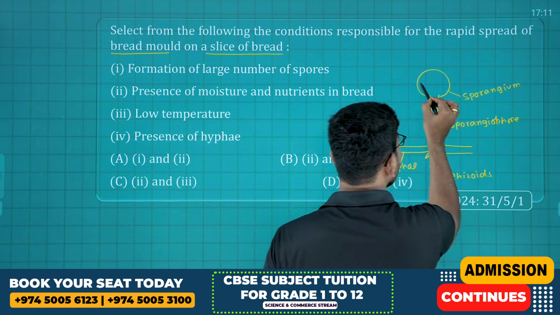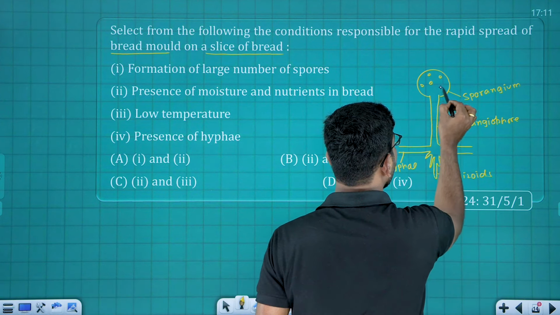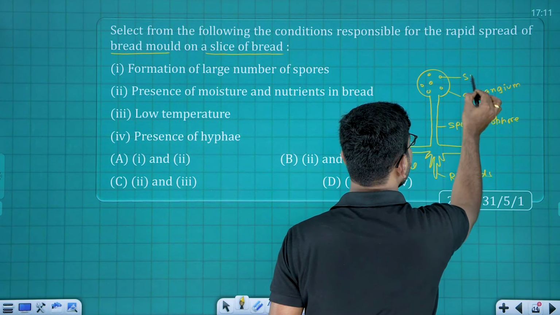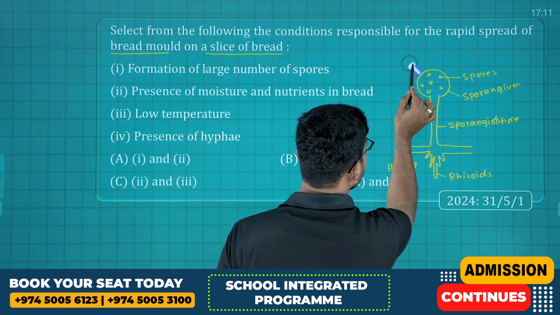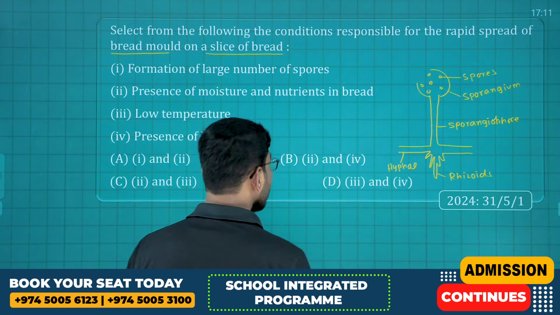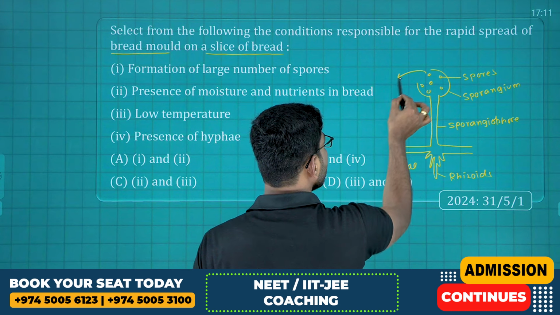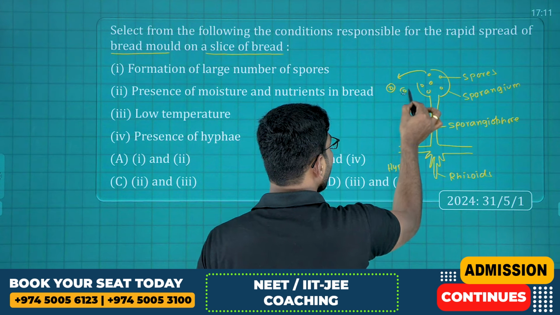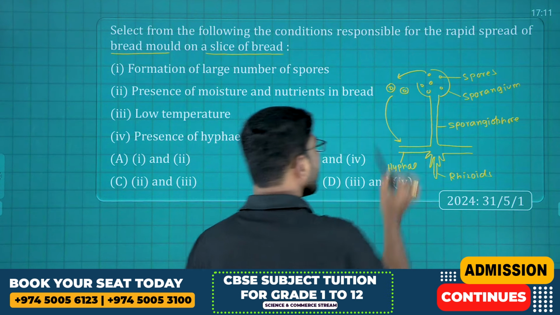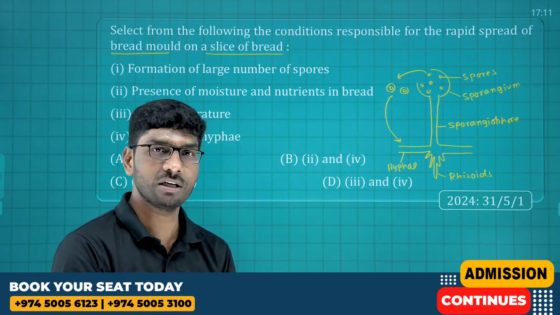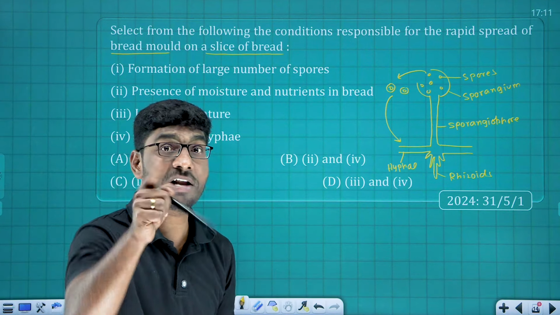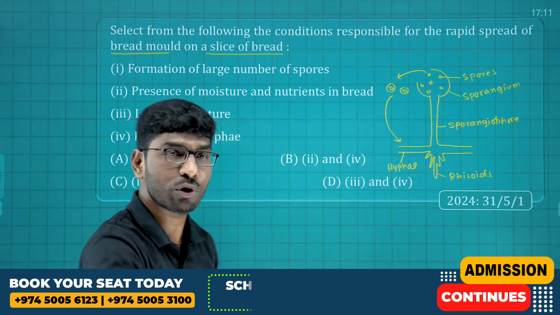On the top of this sporangiophore, a bulb-like structure develops called sporangium. In the sporangium, what will develop? Tell me. Spores develop. These are spores. Am I clear? When this sporangium ruptures, what is released? These spores are released outside like this. When the spore germinates, this entire structure reproduces back. This is called spore formation. But the number of spores from every sporangium is very, very high.